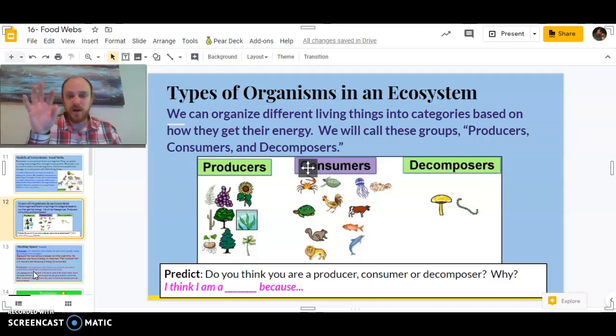Just real quick, pause me and finish this question at the bottom. Predict. Are you a producer, a consumer, or a decomposer? And why? Pause me. Predict. It helps you learn these words by thinking it through beforehand and then learning later. Pause. Predict. Go.